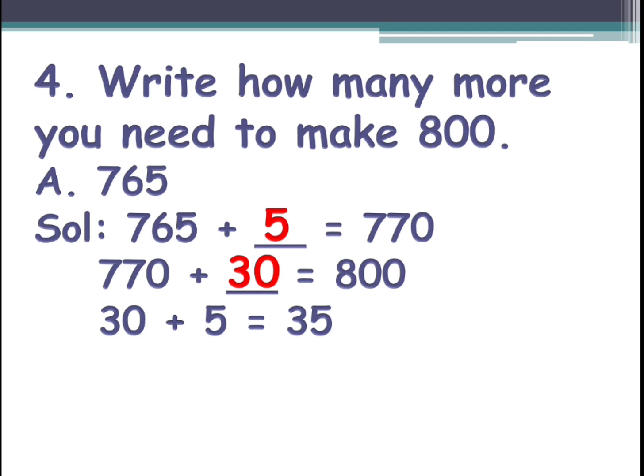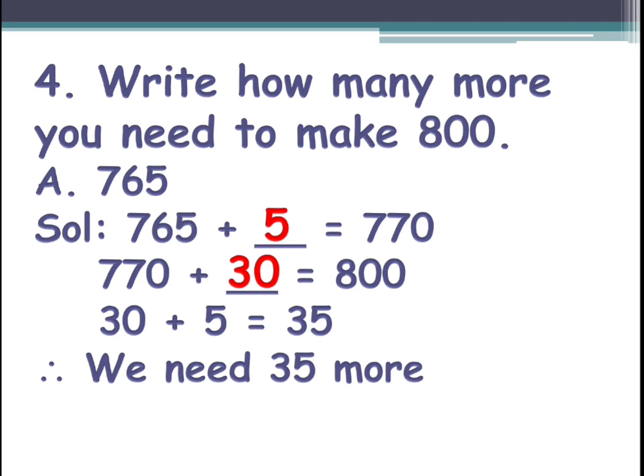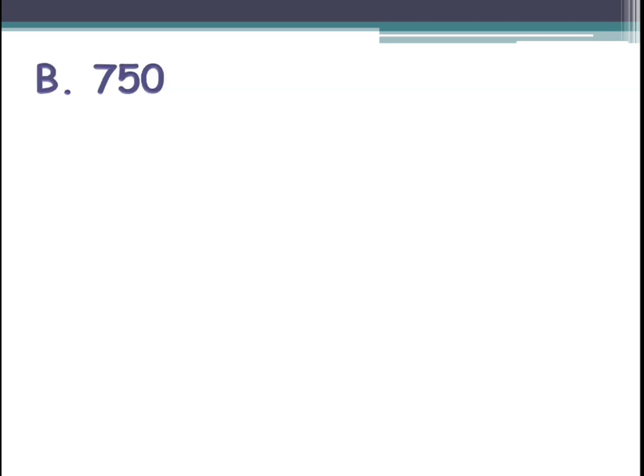Okay, children? So that's what you will write. We need 35 more to make it 800. You can write 'to make it 800' or you can leave it. Okay, let's see another one.